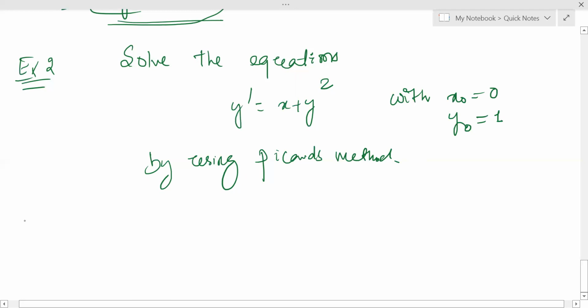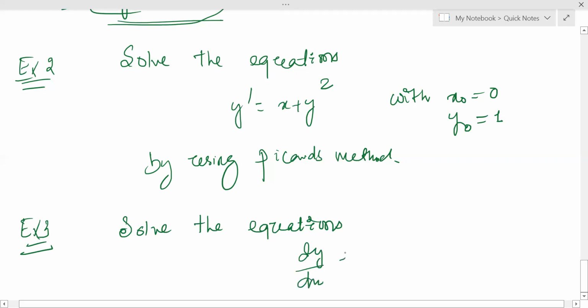Another condition, another example. Solve the equation dy/dx = x²/(y² + 1), with conditions x0 = 0 and y0 = 0.